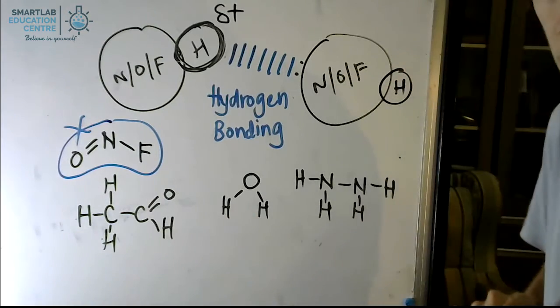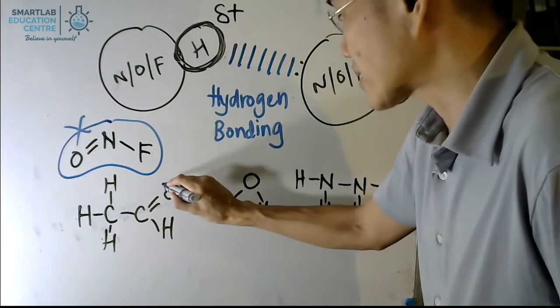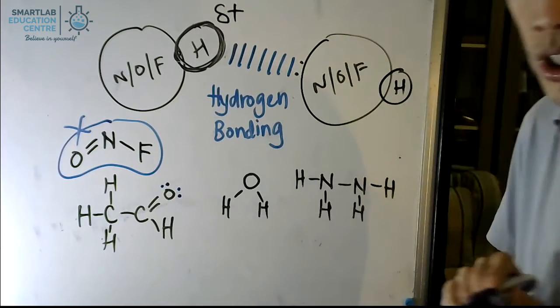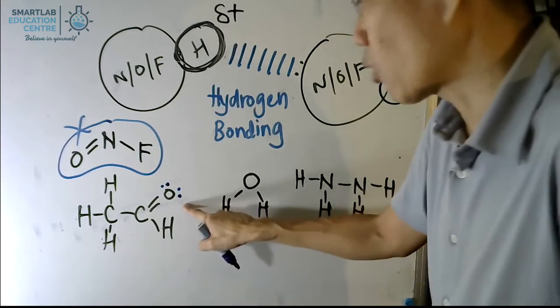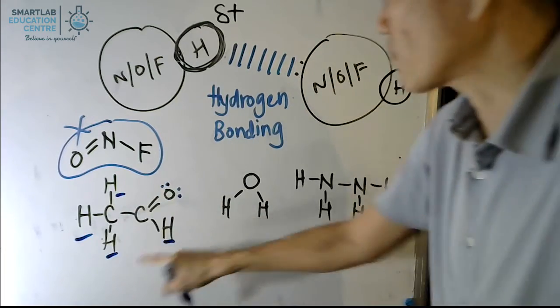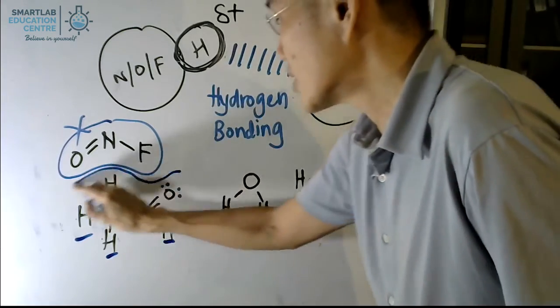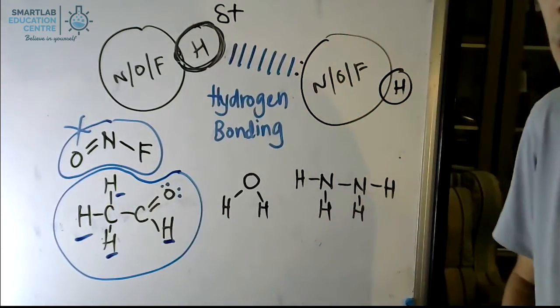The next that we take a look at is our CH3CHO. You will find that oxygen has got two lone pairs, and oxygen is a highly electronegative atom. However, none of the hydrogen is bonded to O. Therefore, none of this hydrogen is electron deficient or protonic. Again, this molecule cannot form intermolecular H-bond.